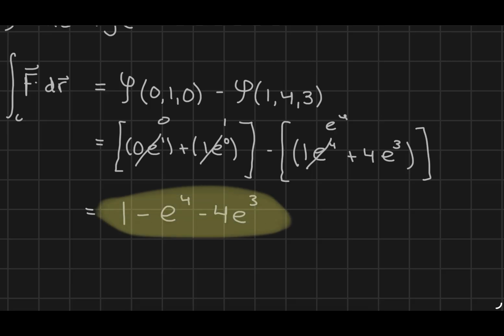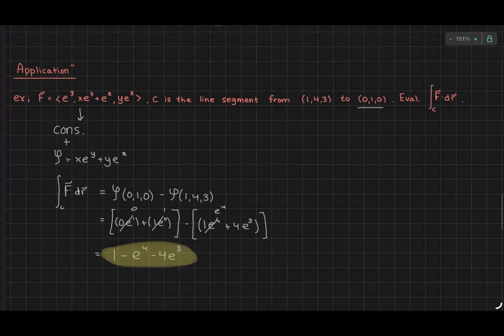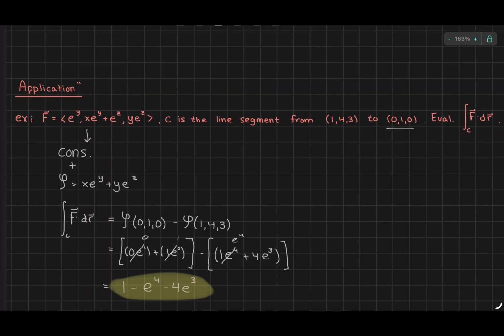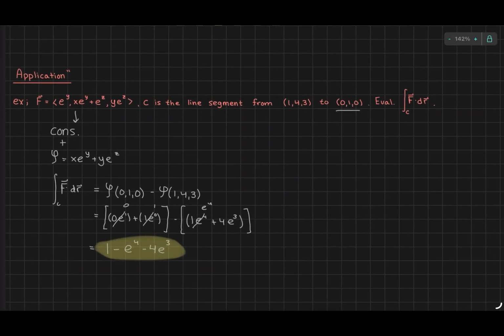So as you can see, obviously I did this in a different process since I already found that it was conservative. We already found what the potential function is, therefore it made it pretty quick. But if the vector field is conservative, the fundamental theorem of line integrals may make these line integrals a lot simpler, because we would have had to parameterize that line segment, plug it into our annoying vector field, find the differential, and integrate it all. Instead, we got to skip all those steps because we know it's conservative.